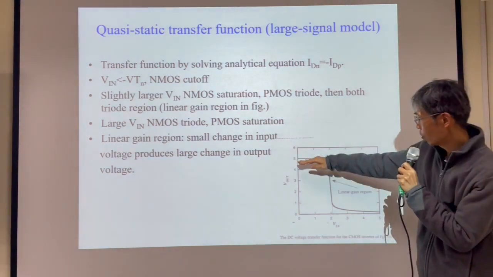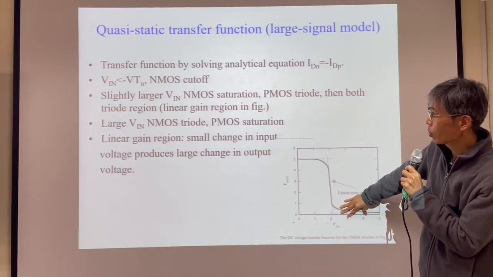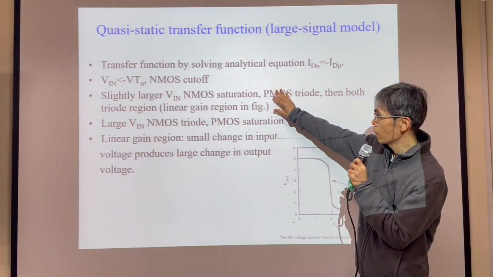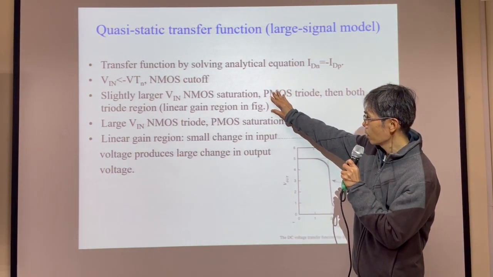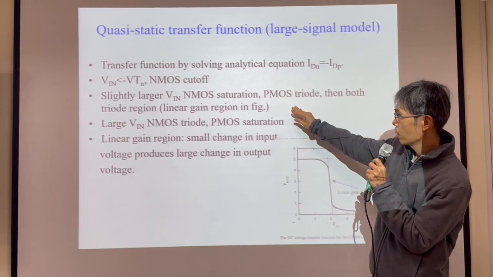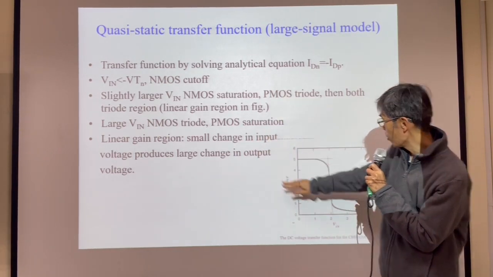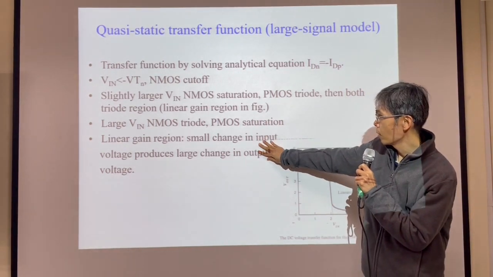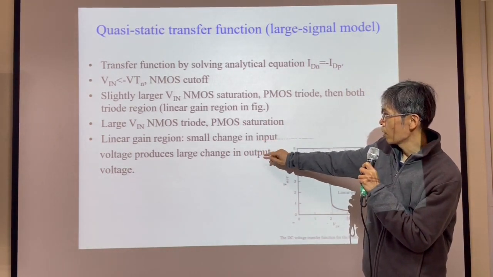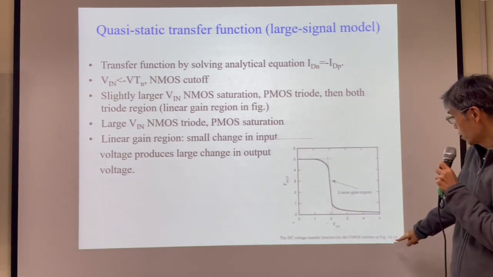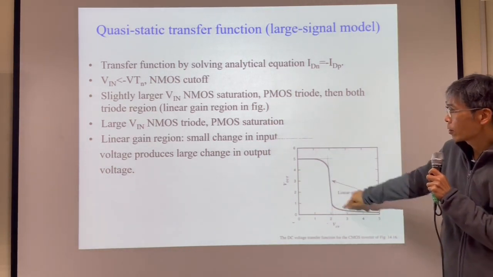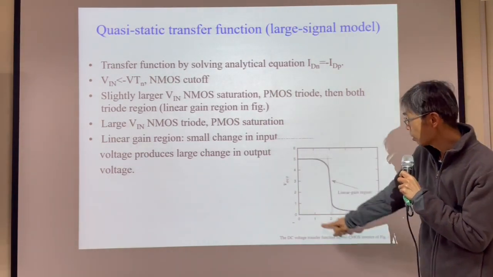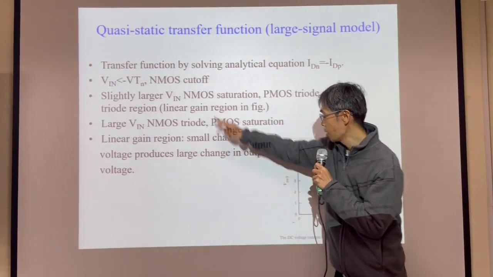So we have region 1, region 2, region 3. Sorry, I need to recall. So this is region 1. So this is the linear gain region here. Linear gain region, and large VE. So large VE is in this case, and this case is here.